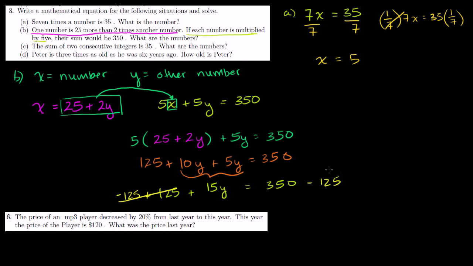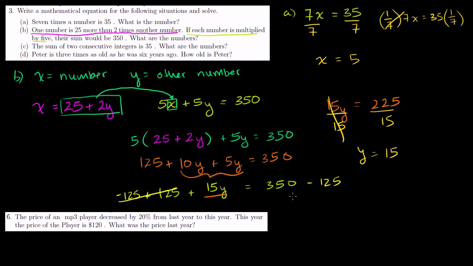So our equation simplifies to, I'll continue it up here, 15y is equal to 350 minus 125, which is equal to 225. And you may or may not already know that 15 times 15 is 225. So we already know what y is. But let's divide both sides by 15 just to make it clear what I'm doing. You get y is equal to 225 over 15, which is equal to 15.